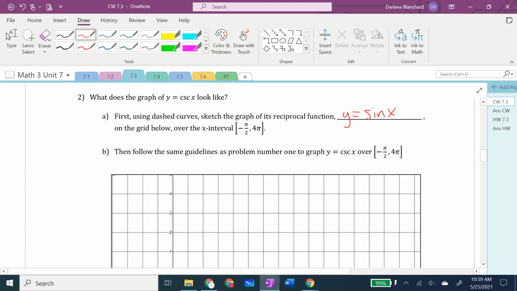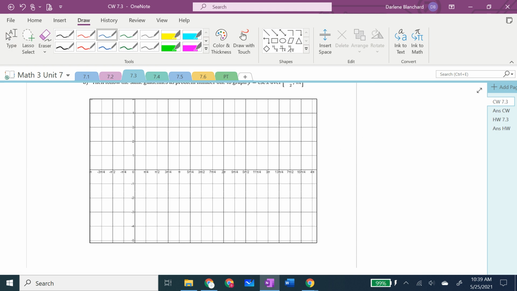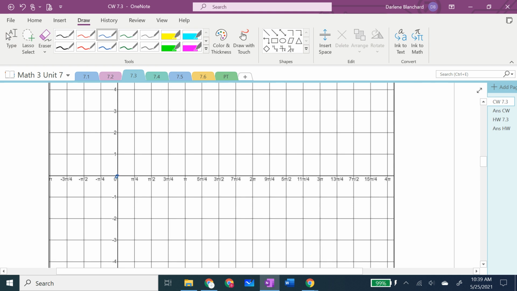So let's do exactly what we just did, but based off of the sine graph. First, I'm going to plot important points on sine. Sine goes through the origin. It hits its high point of 1 at pi over 2, goes back to its midline at pi, down to its lowest point of -1 at 3 pi over 2, and then back to its midline at 2 pi. And then I'm going to keep that process going forward and backward.